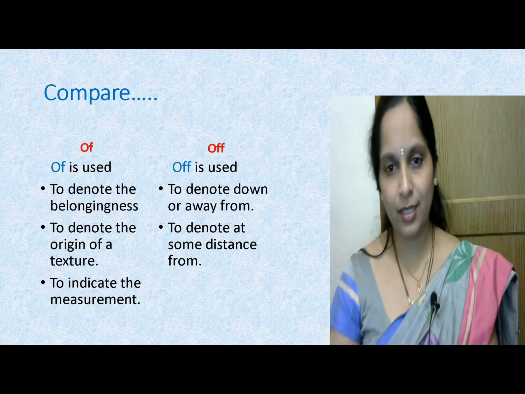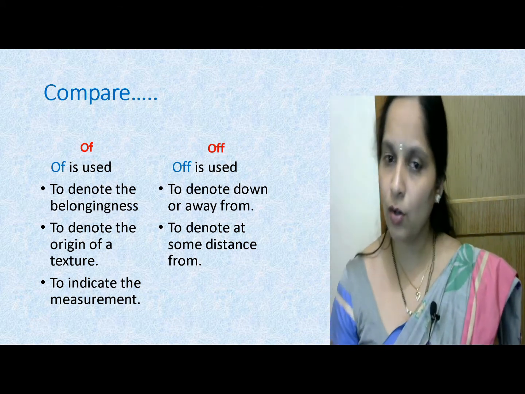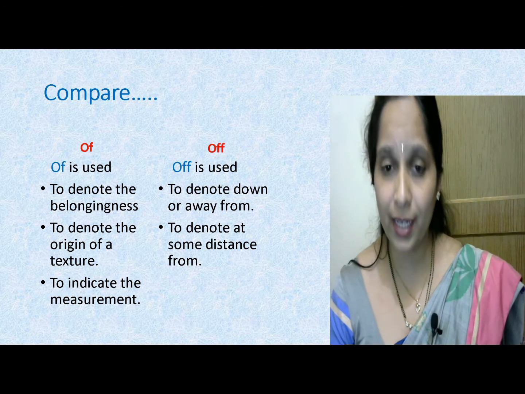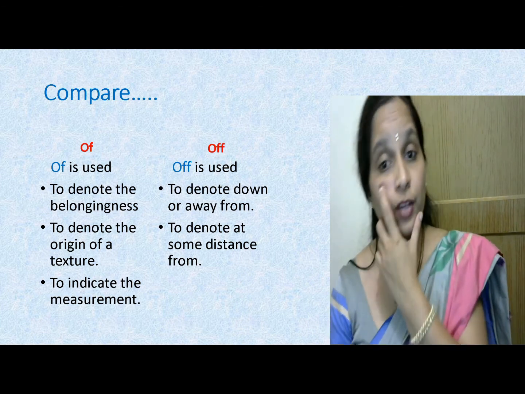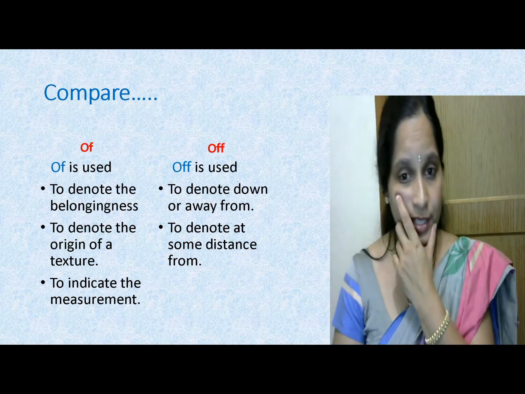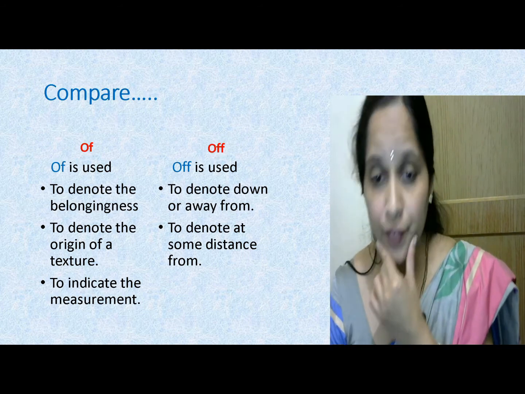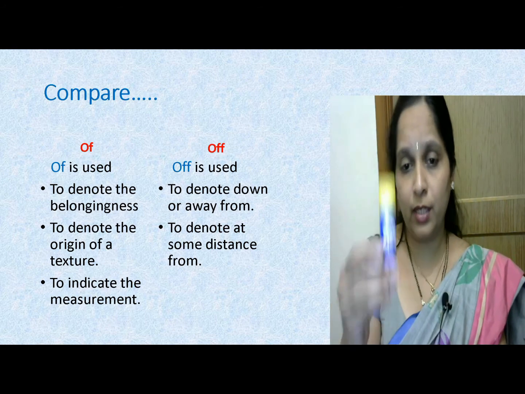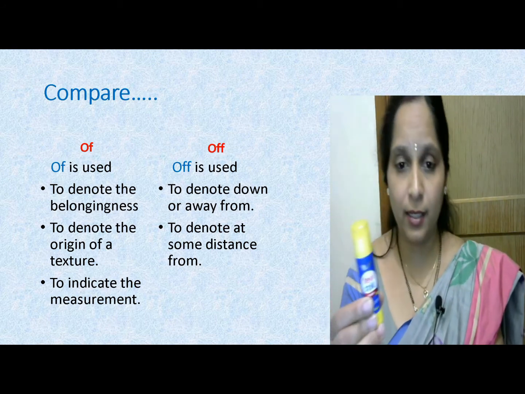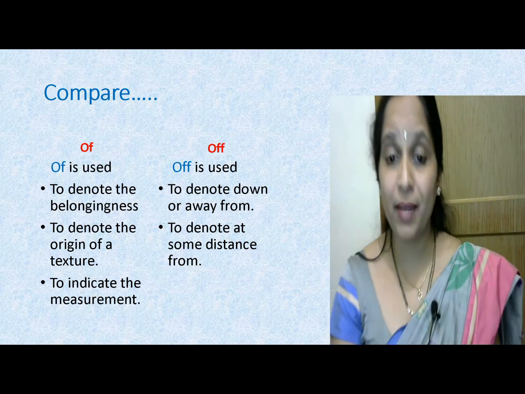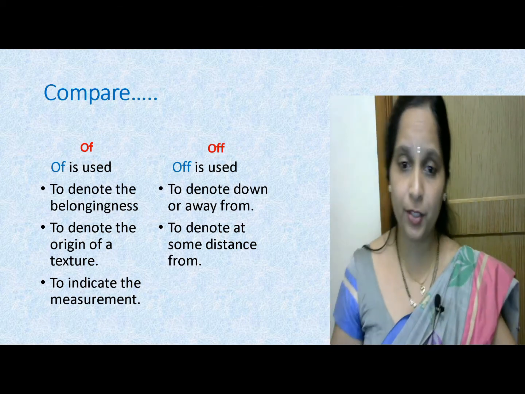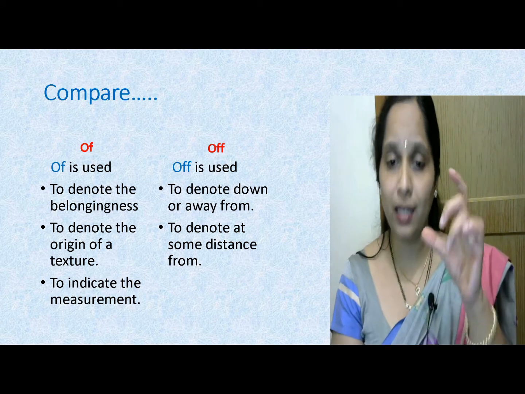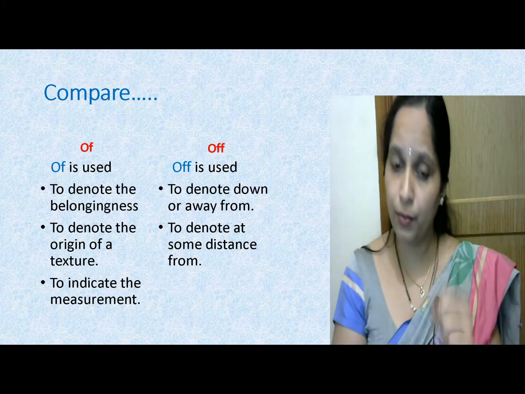Okay, next set of words are of and off. Of is used to denote belongingness. He is of a royal family, belongingness. To denote the origin of a texture: the glue stick is made up of plastic. To indicate measurement: of 5 kilometers, of 10 kilometers, of an inch, of a meter.